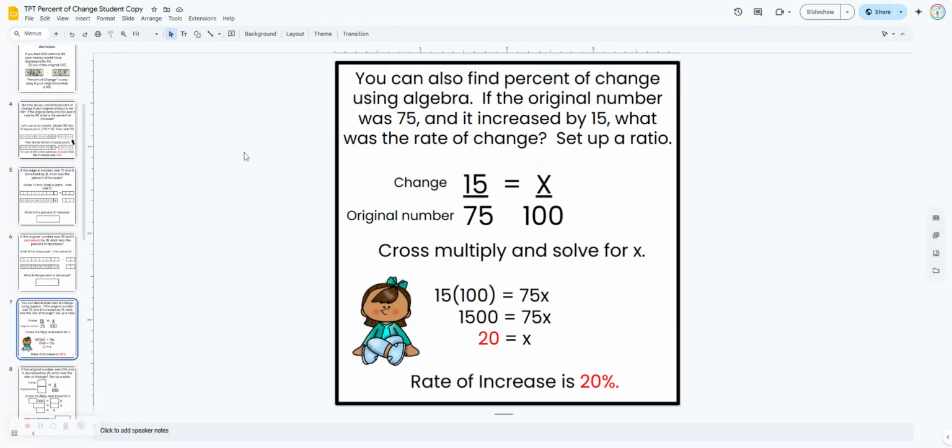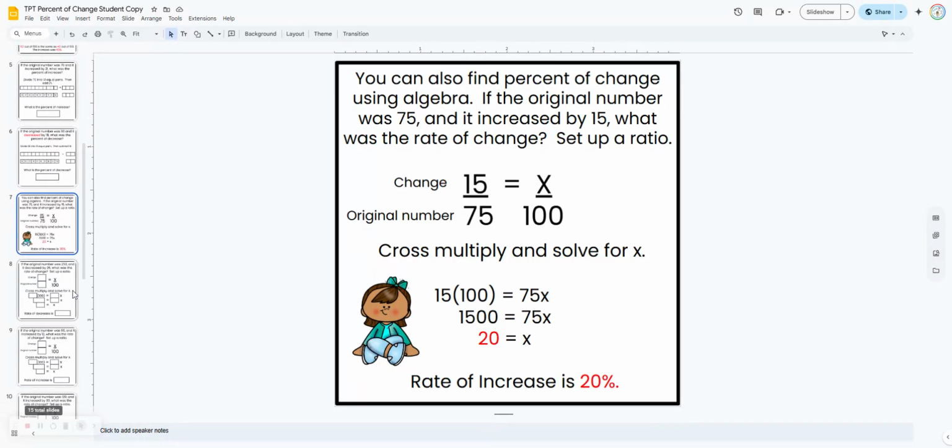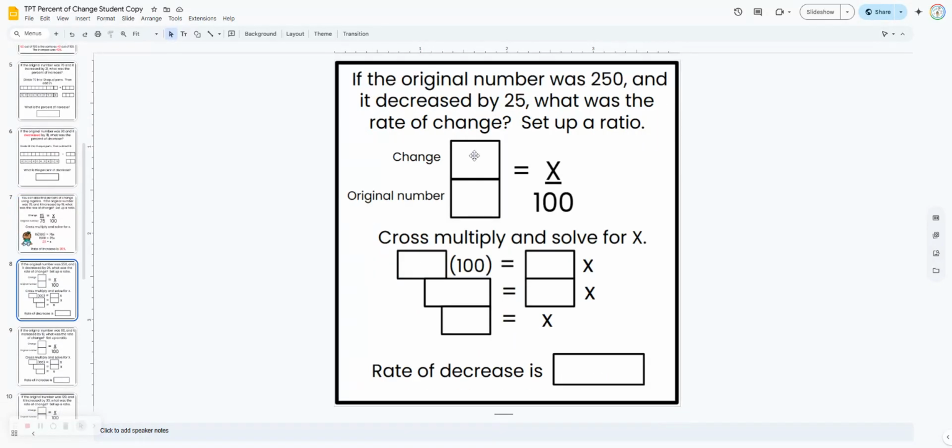Another method for finding the percent of change is to use algebra. So we can set up an algebraic equation. If the original number was 75 and it increased by 15, we've got 15, the change, over the original number, equals x over 100. And if they solve for x, then they will get their percentage. They're going to be doing that on the next slide by just typing in the numbers.